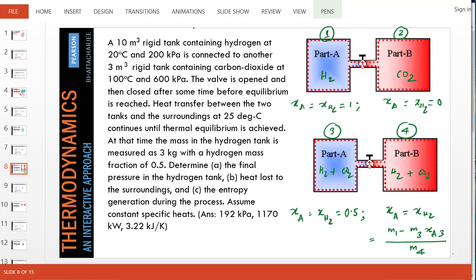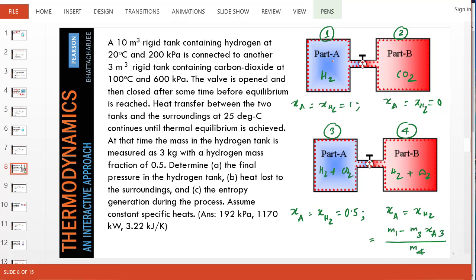Hello and welcome. This looks like a complicated problem. In this problem, there are two tanks. One contains purely hydrogen, one purely CO2, and they're allowed to partially mix so that finally we have hydrogen and CO2 in both tanks, but in the left tank we have a mass fraction of 0.5 for hydrogen. We don't know the mass fraction of hydrogen in the right tank. They're not necessarily in the same composition.